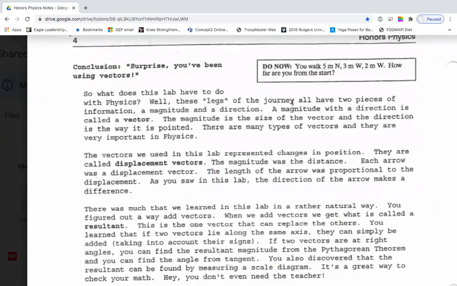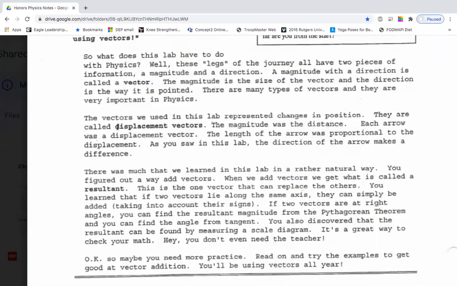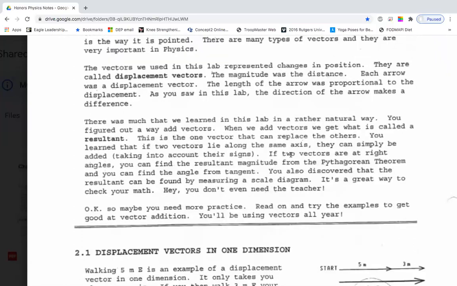So what is a vector? It's got a magnitude with a direction. That's what a vector is. And you've used them every time you've tried to give somebody directions to get to, say, your house. The vectors that we're using in this lab are displacement vectors. They have a distance as the magnitude. And then, of course, the direction was which way you were going: north, south, east, or west.